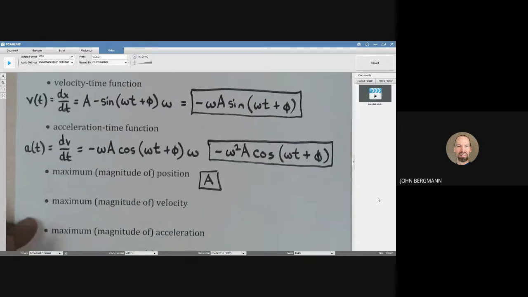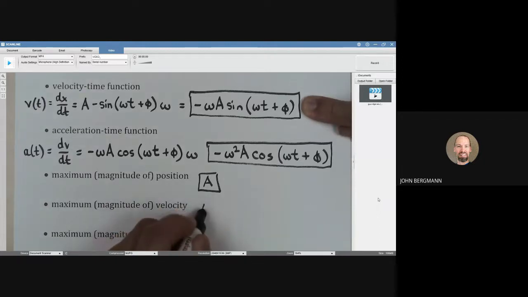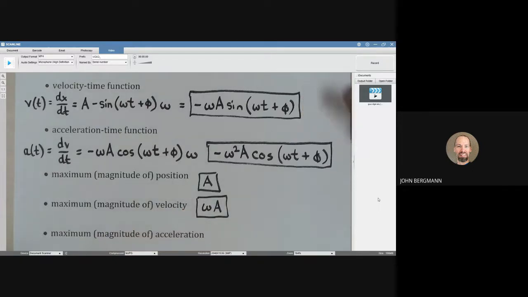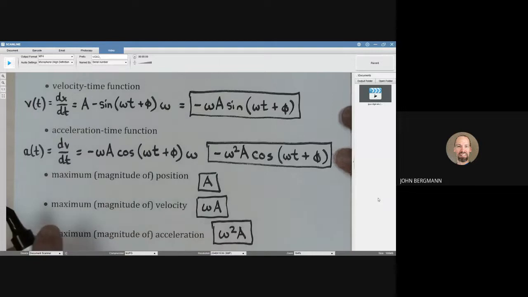Similarly, the maximum magnitude of velocity, what would that be? Let's look at our velocity time equation, which I'm pointing to right now. It's now at the top of your screen. The sine of anything can have a maximum value of 1. So if that were 1, then wouldn't the maximum magnitude of velocity be omega times A, whatever that comes out to be? And finally, the maximum magnitude of acceleration, similar reasoning shows that the maximum value of cosine is 1. So the maximum value that the acceleration can have is given by that product right there.